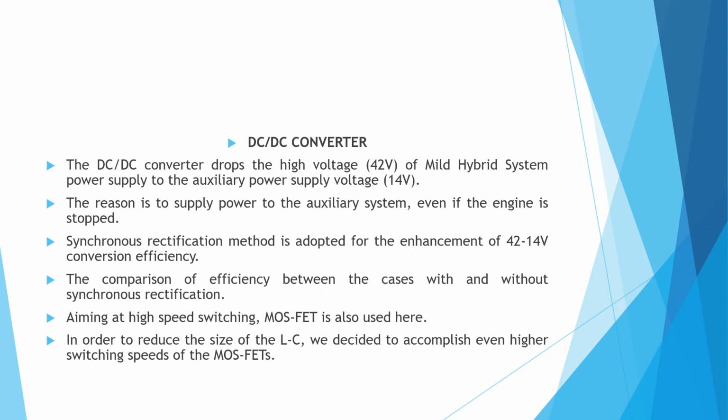Now coming to the next part is the DC to DC converter. The DC to DC converter drops the high voltage, that is 42 volt, of a mild hybrid system power supply to the auxiliary power supply voltage, that is 14 volt. The reason is to supply power to the auxiliary system even if the engine is stopped.